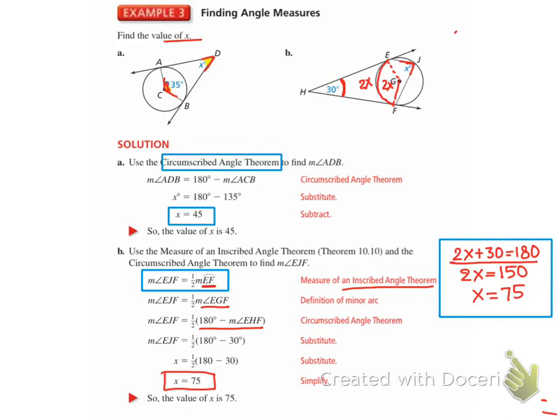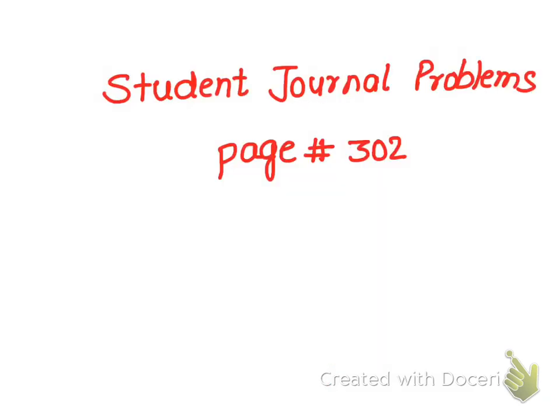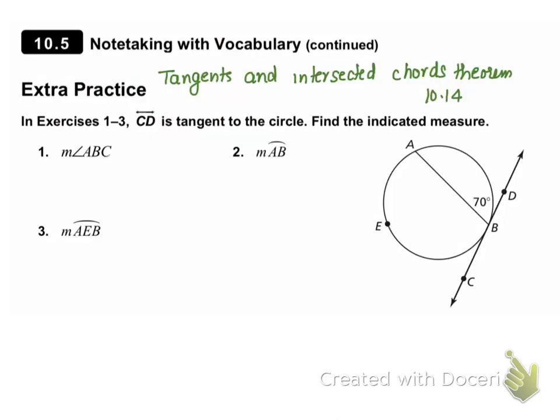Let's move to the first problem from our student journal. We're going to move to the problems of the student journal, and the very first problem here, we have 1, 2, 3, and here they say that CD is tangent to the circle. So we can see CD is given here. This one is CD, that's the tangent to the circle. And what we have to do is find the indicated measure.